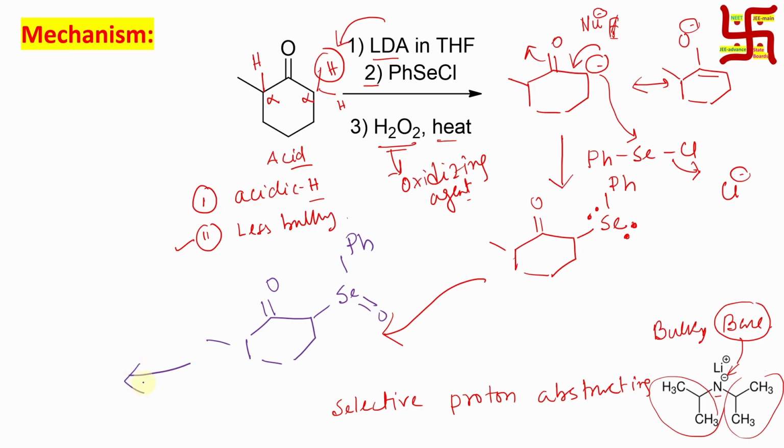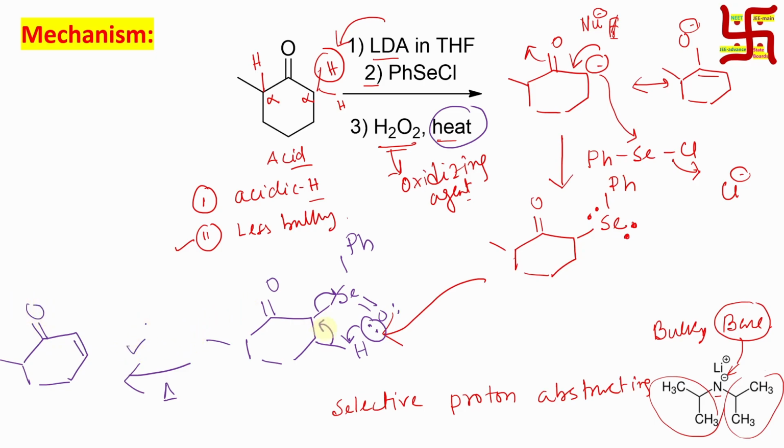Next point: heat is there. What happened because of heat? It is a cyclic reaction. The oxygen abstracts this proton, this lone pair comes here, and the selenium leaves. So what is the consequence? Obviously there is a double bond formation. So this is the overall reaction, and this is the product.